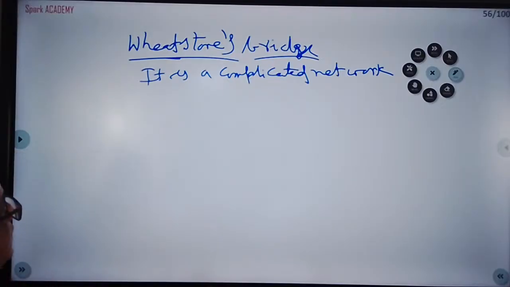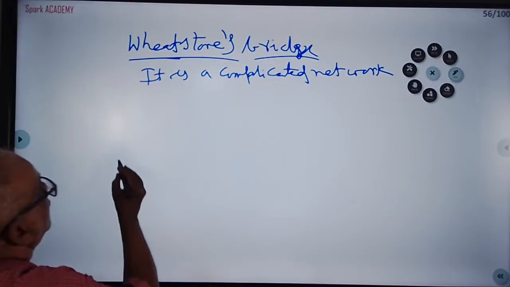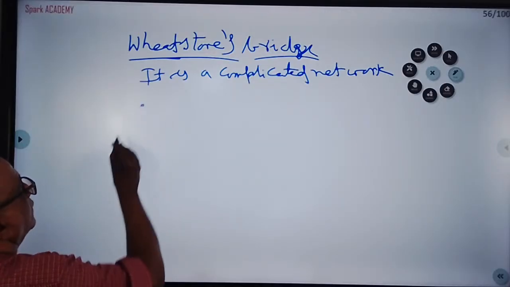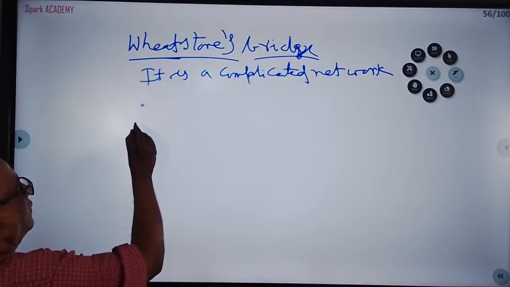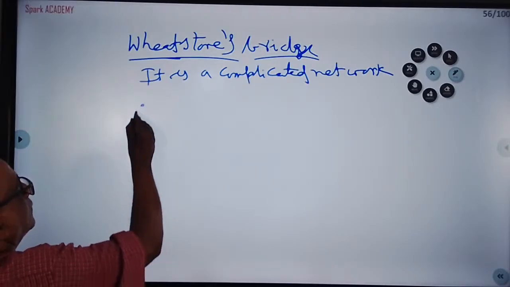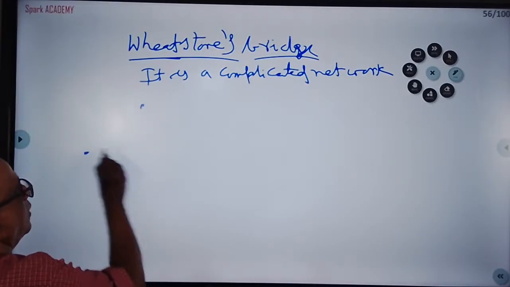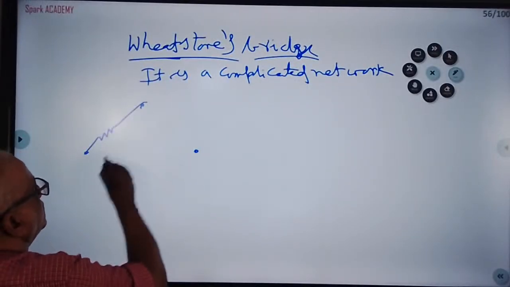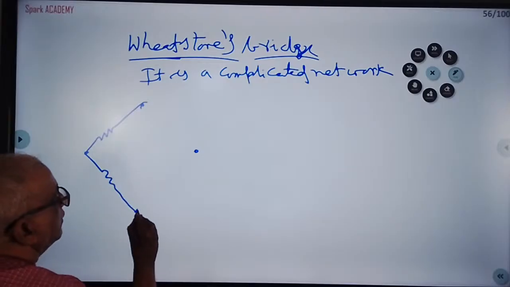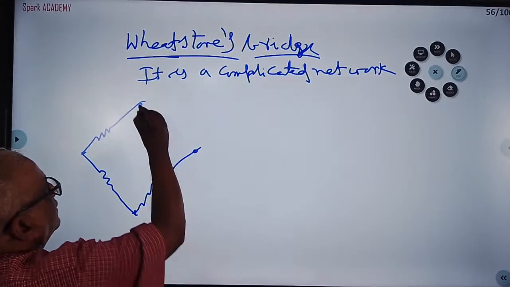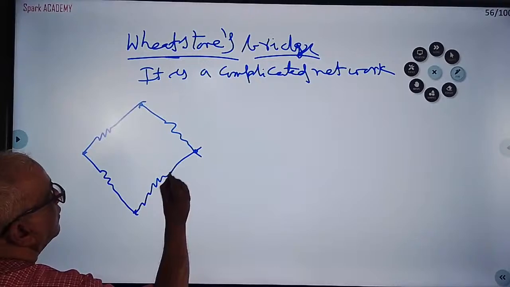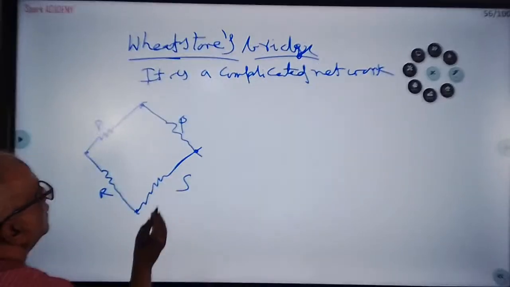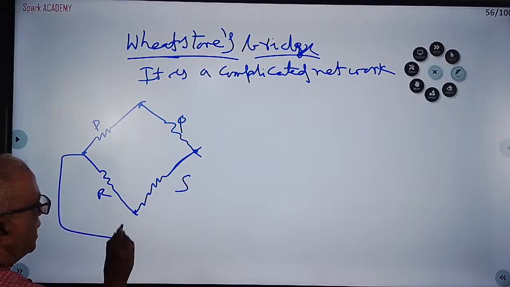What is the complication? I am drawing. Friends, plan the diagram first, a quadrilateral like that. You keep opposite points here like this. You connect one resistance, another resistance like this, another resistance like this: P, Q, R, S or R1, R2, R3. Here between these two, the battery is connected.